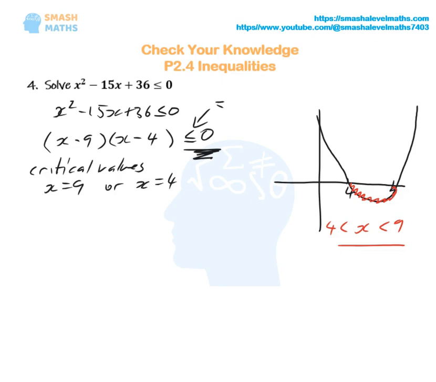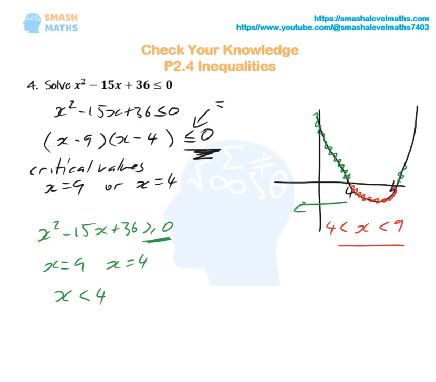Now this bit's not in the question, but I'm just going to talk about it anyway. Let's imagine we had x squared minus 15x plus 36 greater than 0, so the inequality was the other way around. We've still got our critical values. And where we're greater than 0 is where we're above the axis. So I'd be looking at that section of my curve there. That bit is all my values for x that are less than 4. And that bit there are all the values where x would be greater than 9.